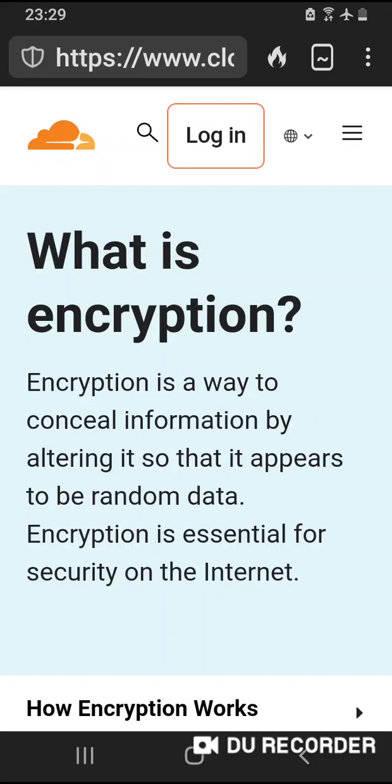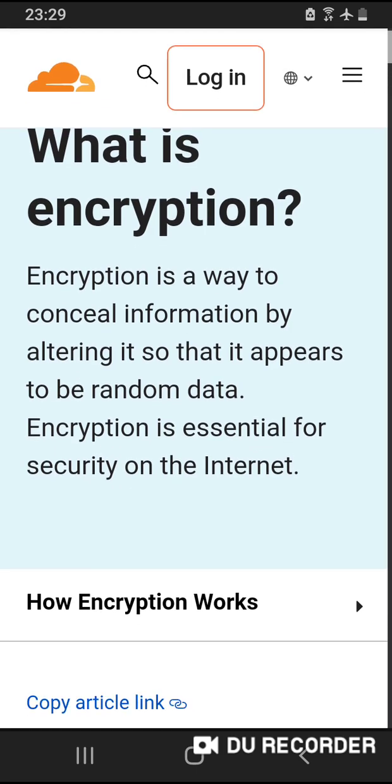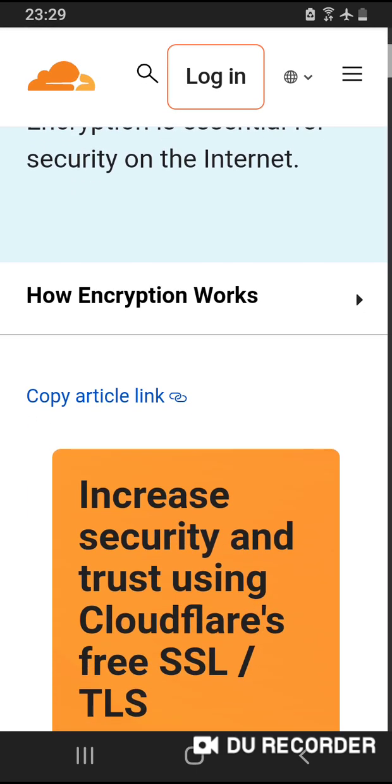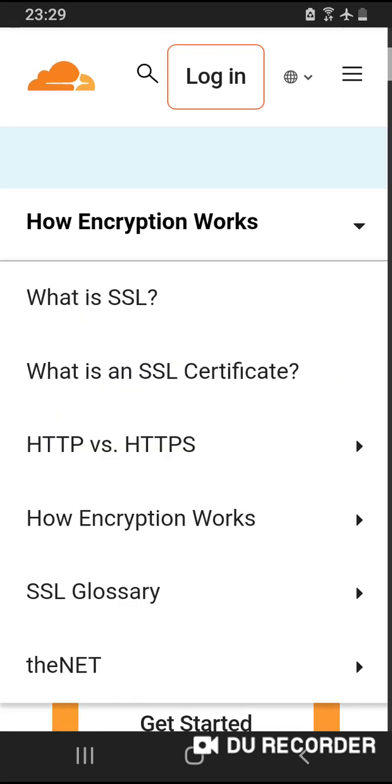All right, we have another article to read, and this one is "What is encryption?" Encryption is a way to conceal information by altering it so that it appears to be random data. Encryption is essential for security on the internet. We will keep going.